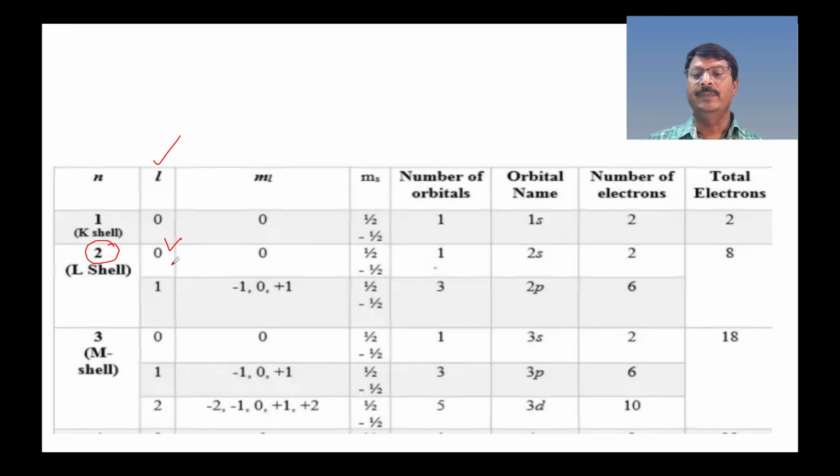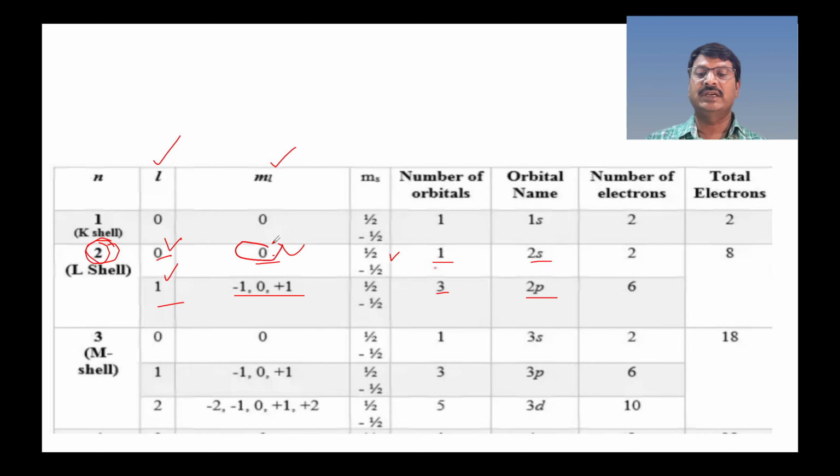Principal quantum number 2 contains a total of 2 l values. One is 0, the next one is 1. So when l is equal to 0, the m value is also 0. When l is equal to 1, the m values are minus 1, 0 and plus 1. Each one accommodates 2 electrons. The number of orbitals present in the first is 1, and in the second is 3. And this orbital is called 2s and this orbital is called 2p because the principal quantum number is 2.